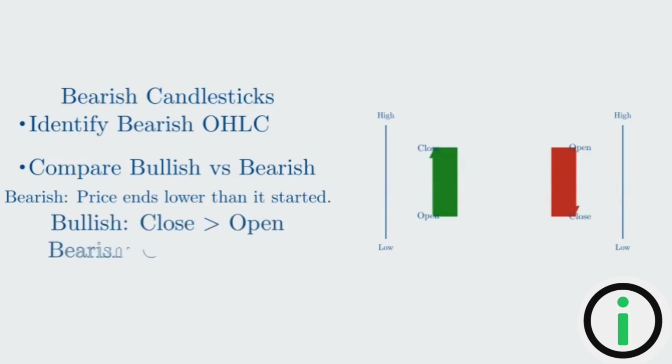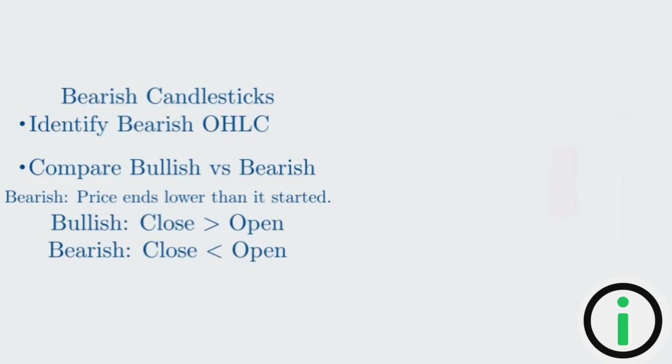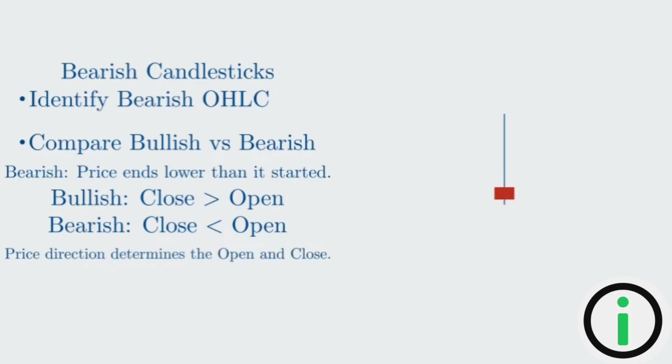So why does this matter? The relationship between these 4 points tells us who won the battle: the buyers, known as bulls, or the sellers, known as bears. Think about this. If a candle has a very long upper wick but a small red body, what does that tell you? It means the price went very high, but sellers pushed it all the way back down to close near the low. We have now successfully compared bullish and bearish structures and can see how the open and close swap positions based on price direction.